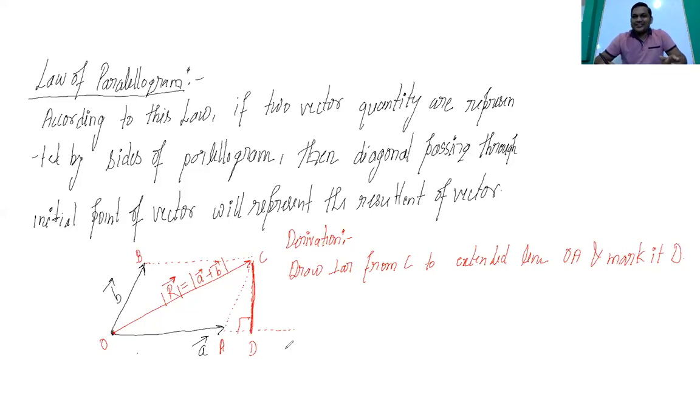Which is a right angle triangle? ODC is a right angle triangle. If it is a right angle triangle, what else can you write? Not only ODC, this triangle ADC is also a right angle triangle. So we can write here: triangle ADC, CD, comma, triangle ODC is a right angle triangle. Now it's fine.